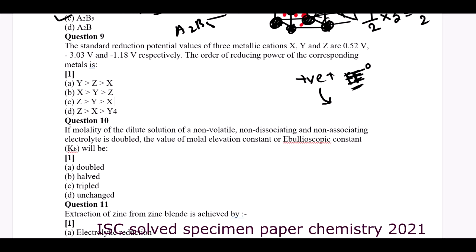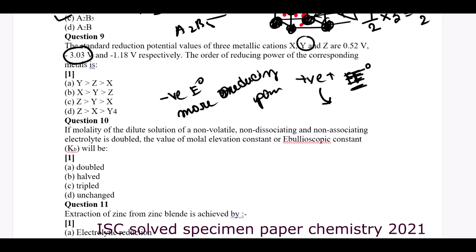that means oxidizing power increases. So with positive value of E0, reducing power decreases, that means the more negative the value of E0, the more will be the reducing power of the agent. So here the most negative value belongs to Y, so Y will have the highest reducing power, then Z, and then X, so option A will be the correct one.